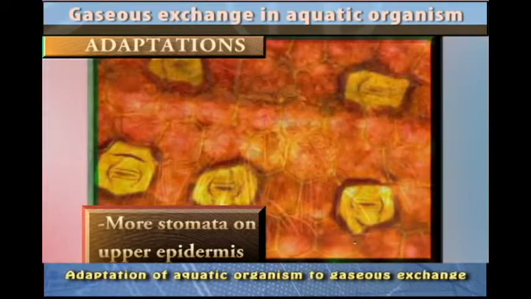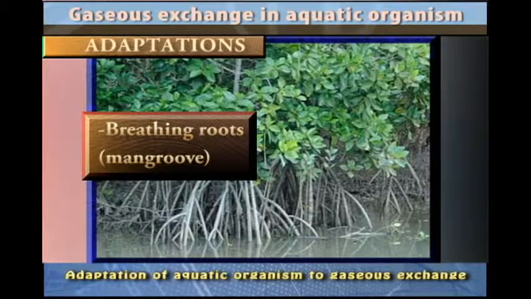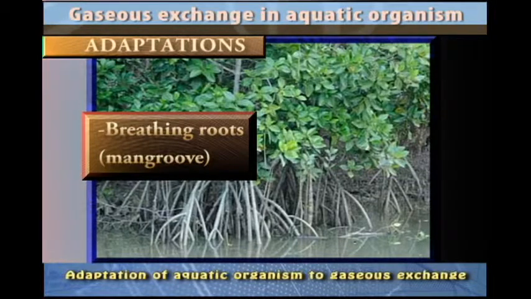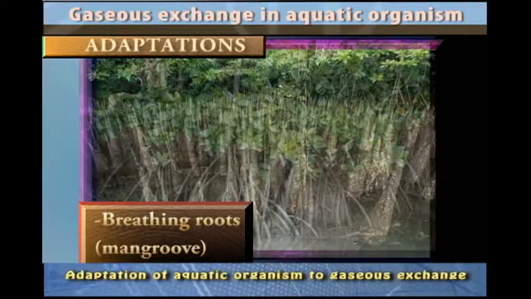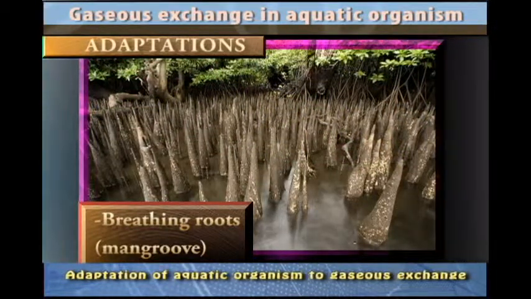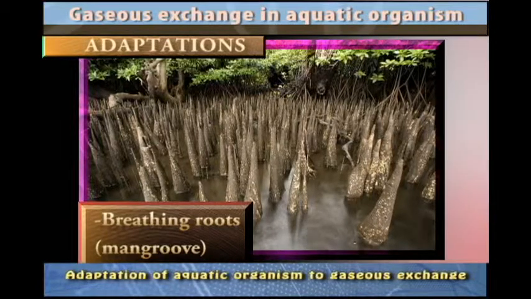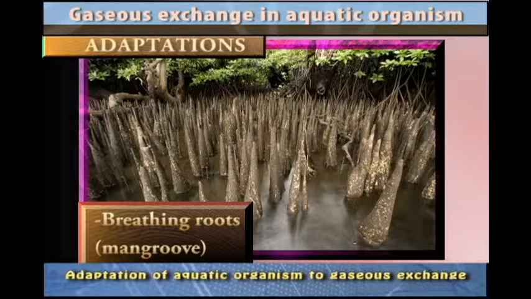And other plants like the mangroves have breathing roots. Though they are staying in water, the roots will grow above the water surface and they will absorb oxygen through the breathing roots which are above the water surface.